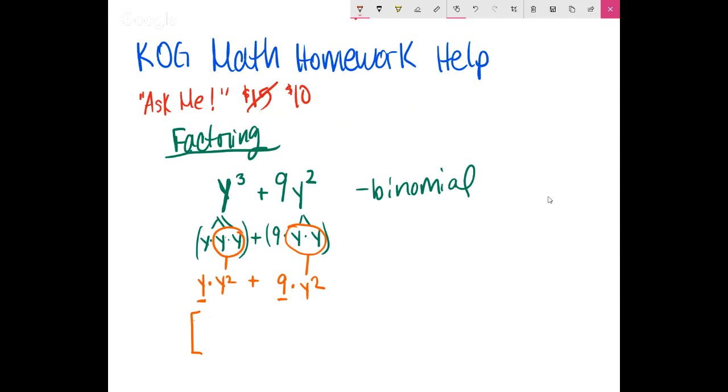I'm almost done. All right, so quickly, these two have y squared in common, so we can divide by y squared. So we got y times y squared divided by y squared plus 9y squared divided by y squared. So the y squareds cancel because anything divided by itself is 1. The y squareds cancel over here. But we have to account for that y squared that we divided out on the outside. So these cancel, and we got y left over, plus these cancel, so we have 9 left over. So our factored binomial, which used to be y to the third plus 9y squared, is now y squared times y plus 9. There you go.